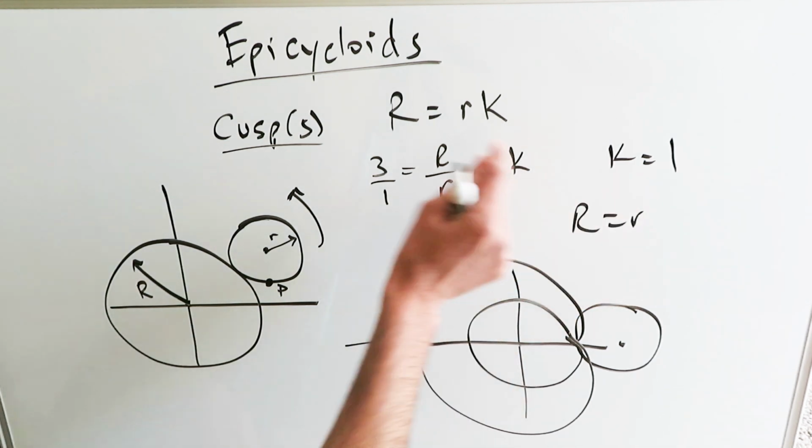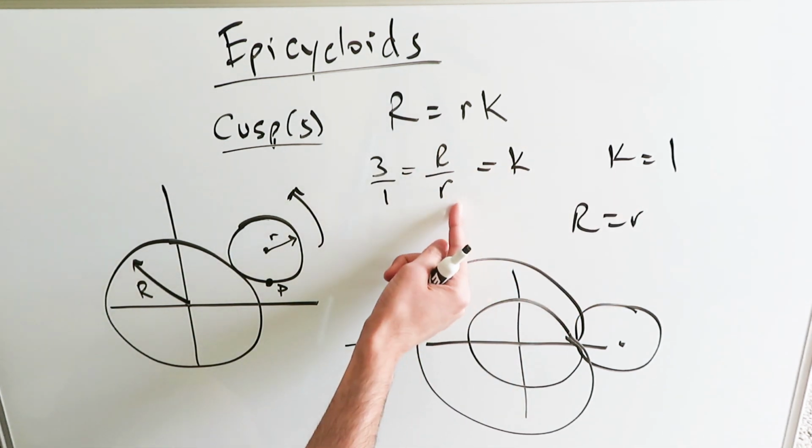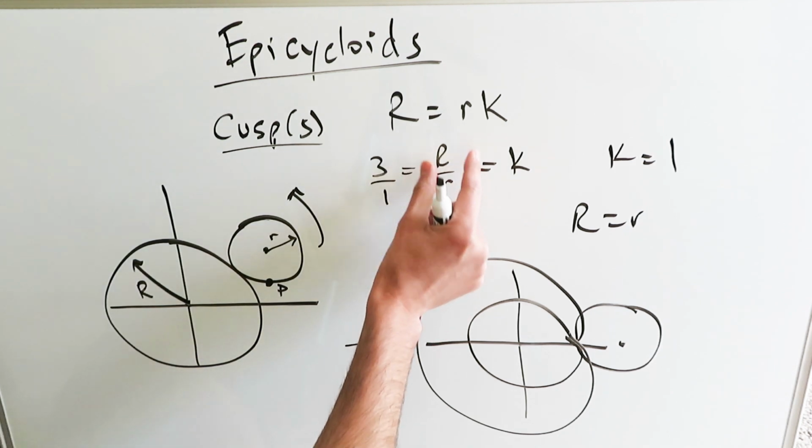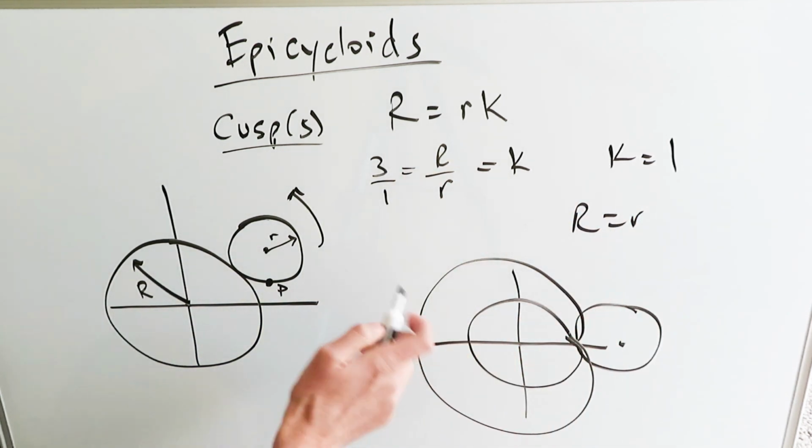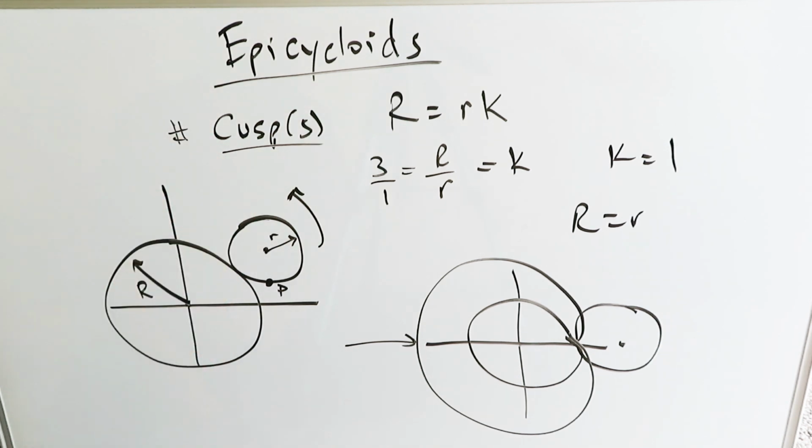If the k value, which is the ratio of capital R to lower r, technically large radius to small radius, the k value will define that ratio, and it will define the number of cusps that you will see. Each of those cusps is part of your epicycloid curve. In this video, we're looking at the parametric equations which define the epicycloid.